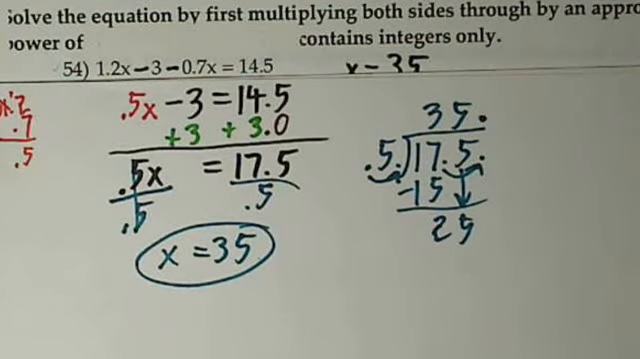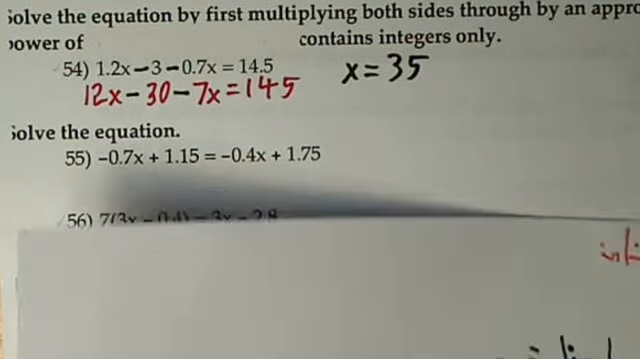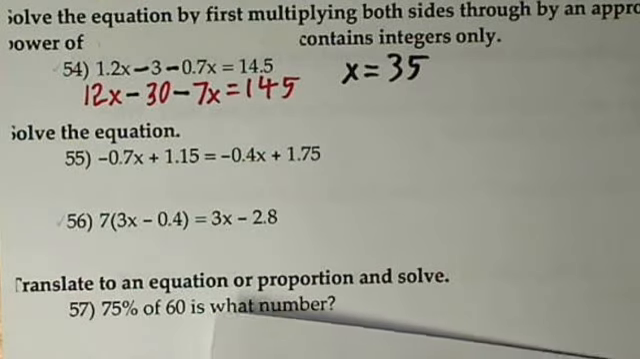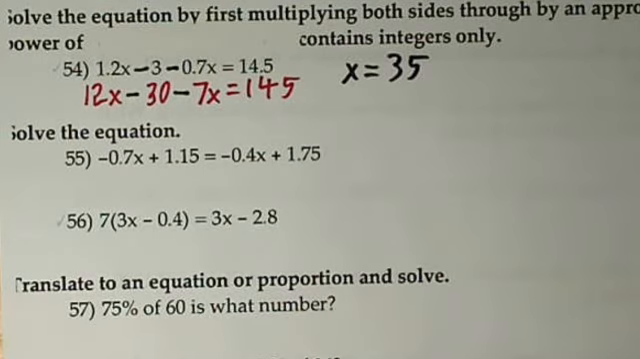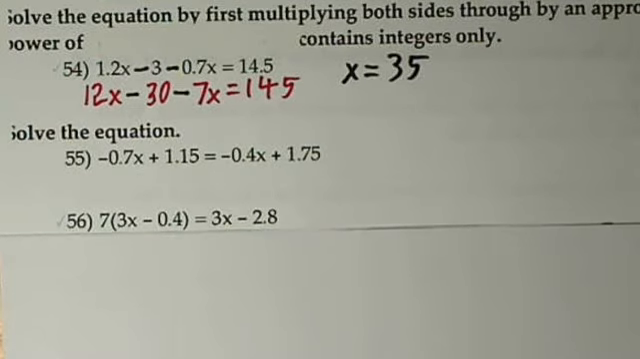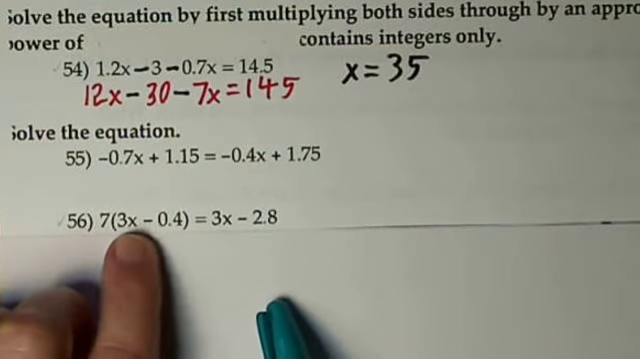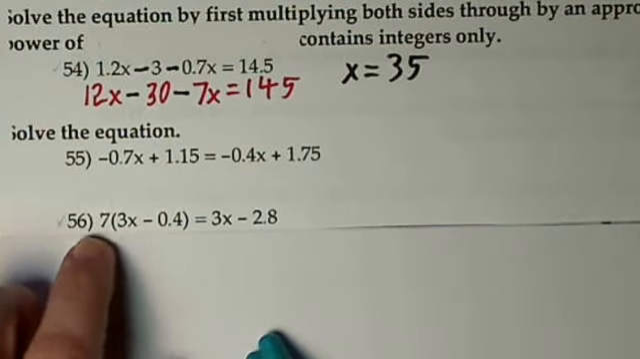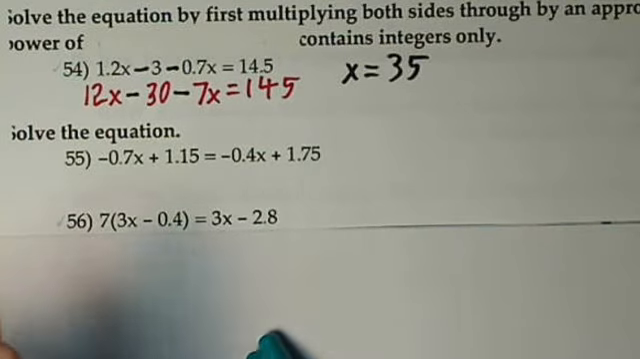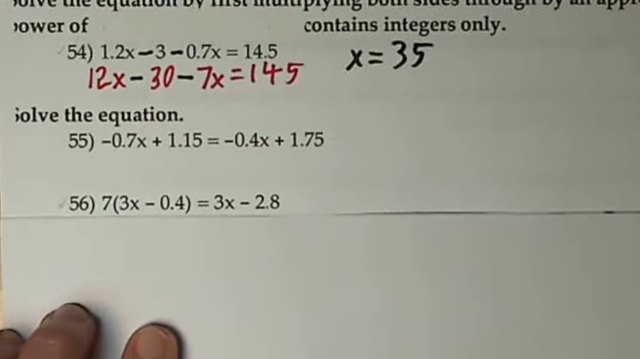Okay. So let's see, that's 54. We'll also take a look at 56. By the way, on 56, if you were going to try to get rid of your decimals by multiplying each term by, in this case it would be 10, you're going to have some trouble here because you can't get to the stuff inside parentheses. You would first have to distribute your 7, get rid of your parentheses, then you could multiply each term by 10. But again, I'm just going to deal with the decimals in this case.